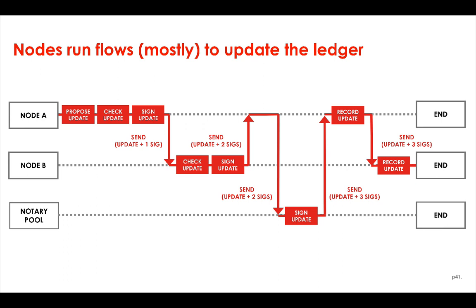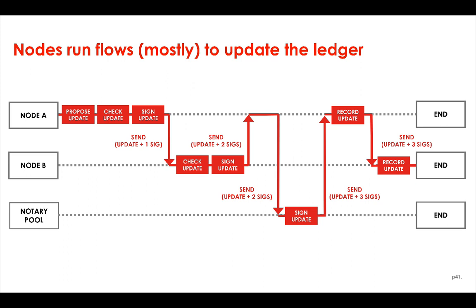So it starts by telling node A to create, verify, and sign a transaction, and send it to another node, node B. It then tells node B to verify and sign the transaction as well, before sending it back to node A. It then tells node A to send the transaction onto the notary pool to provide uniqueness consensus. It tells the notary pool to sign the transaction before sending it back to node A. It tells node A to record the transaction and send it to node B. And finally, it tells node B to record the transaction.